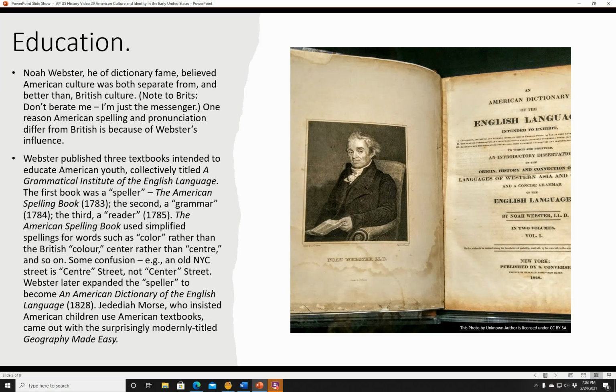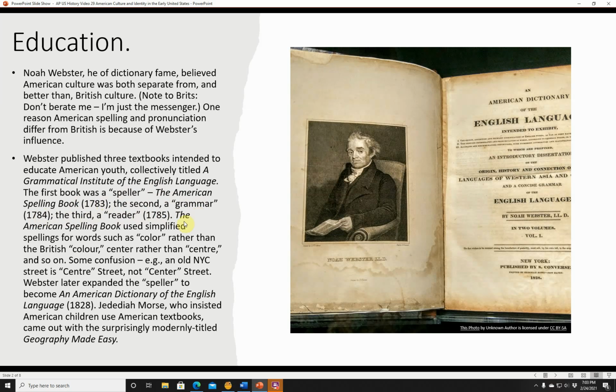Webster published three textbooks intended to educate American youth, collectively titled A Grammatical Institute of the English Language. The first book was a speller, titled The American Spelling Book, which was published in 1783. The second was a grammar, published in 1784. And the third was a reader, published in 1785.